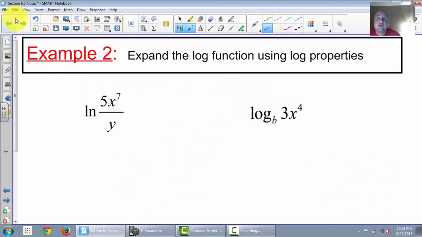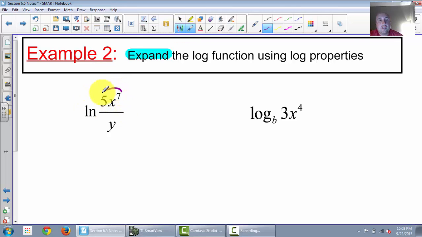All right, now we're going to use our log properties to expand. Hopefully you know that expand means make bigger. So this is how we do this. Let's think about what we have here. Definitely don't want to use the highlighter anymore. Let's see what we have here. All right, so let's look at the top.